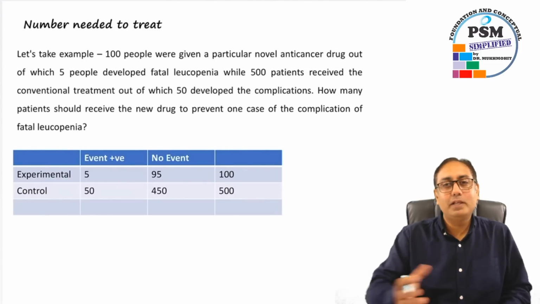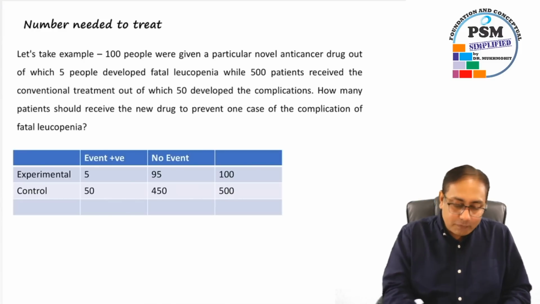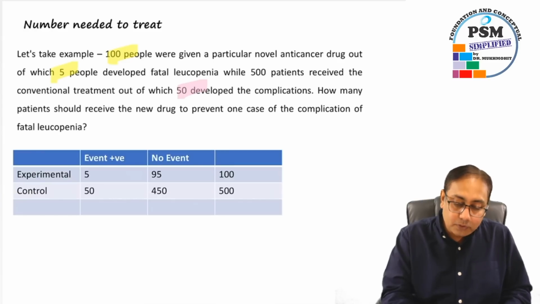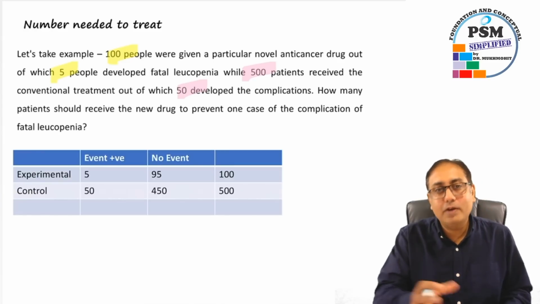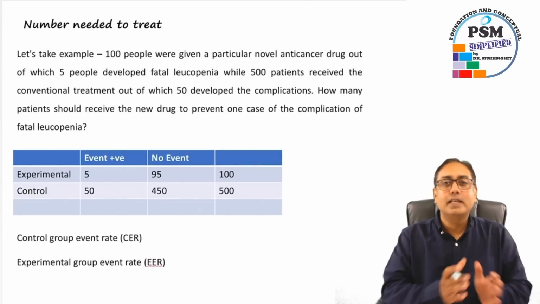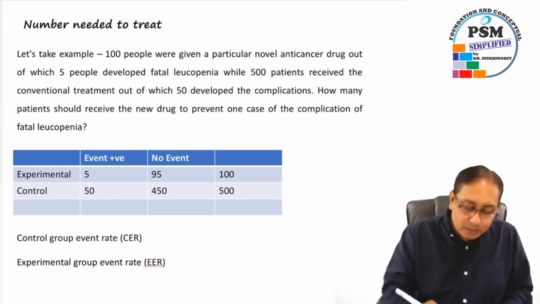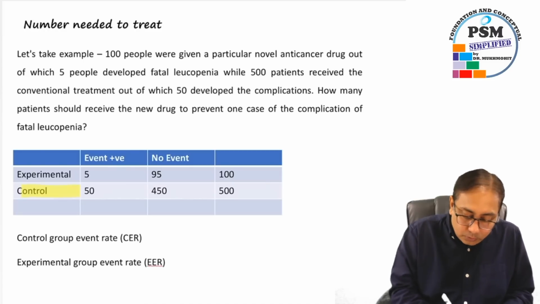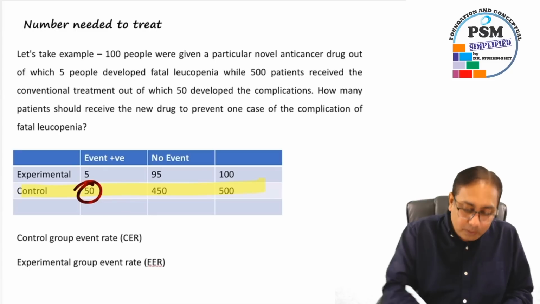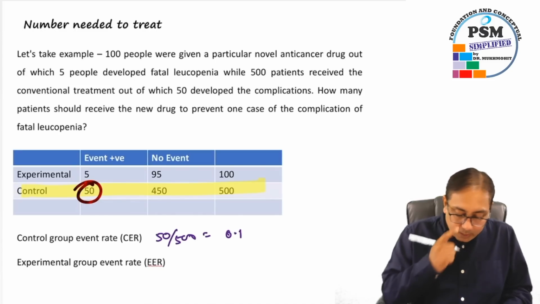So what you can do is make a simple table out of it. In your mind only, you can make a simple table that 5 out of 100 are in the exposed group, whereas in the non-exposed group or the control group, 50 out of 500 are there. So beta, the first thing you have to calculate is something called the control event rate, and we calculate the experimental event rate. How do you calculate the control event rate? That is, in the control group, how many people got the event out of the total? That is 50 people out of 500. 50 over 500, that is 0.1.